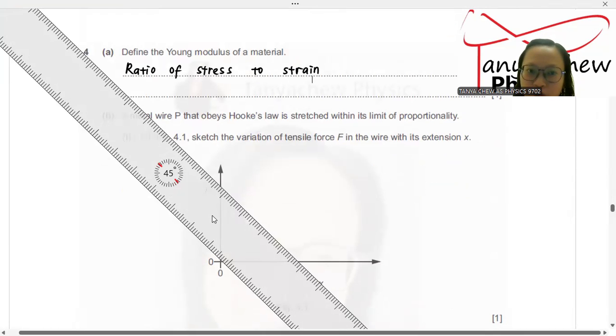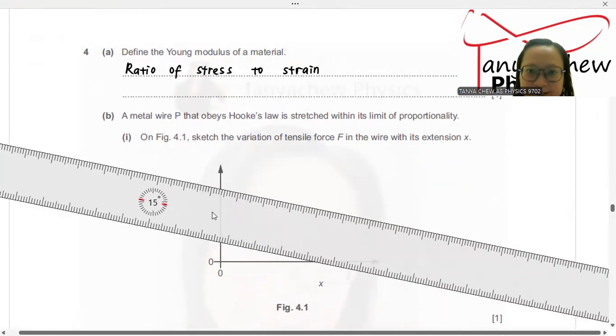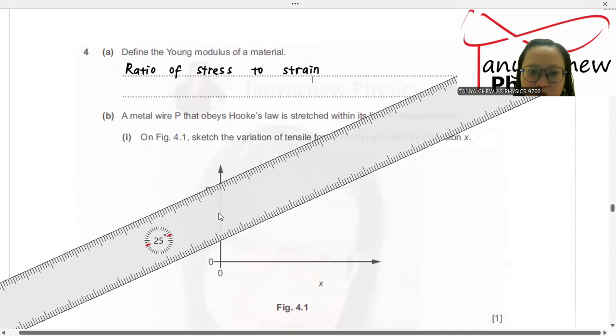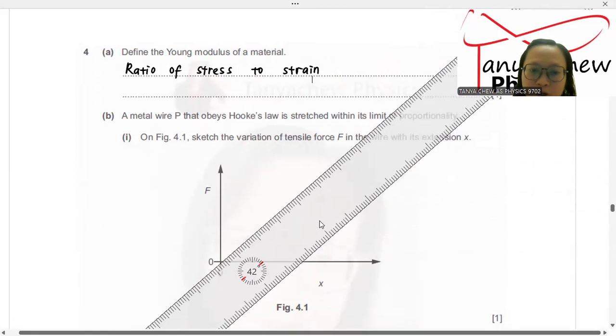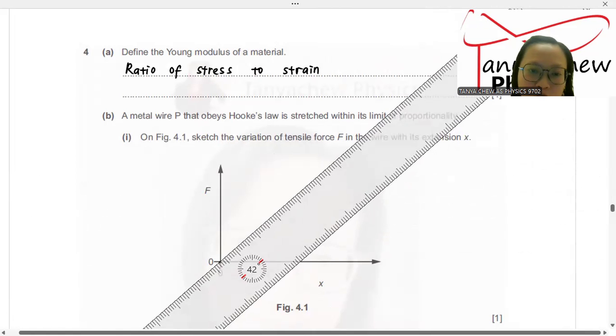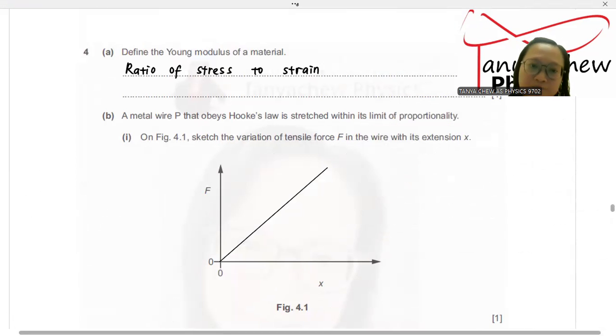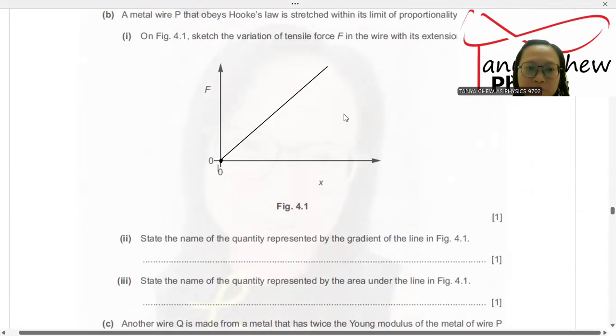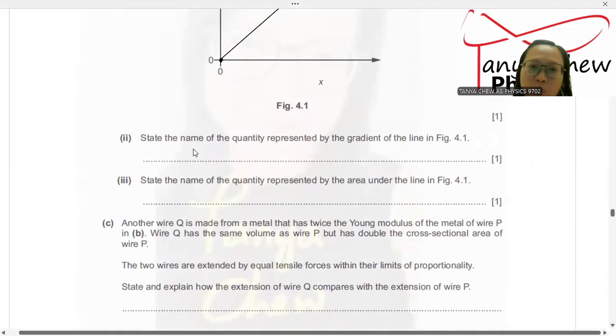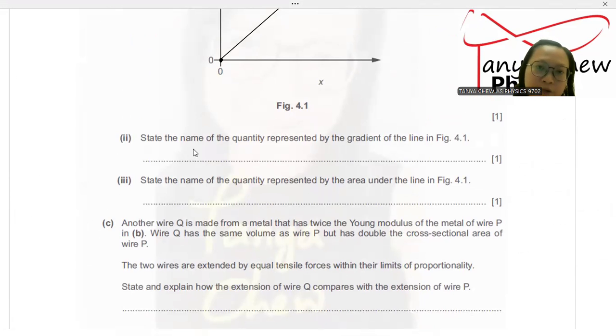Do you still remember Hooke's law? Hooke's law states that, since it is stretched within the limit of proportionality, I am going to draw the graph, but you have to start from the origin because force is directly proportional to extension. Okay, so this is the graph that you are supposed to draw. You start from the origin. Now, second part, state the name of the quantity represented by the gradient of the line in Fig 4.1. The gradient of the force against extension graph is called spring constant.